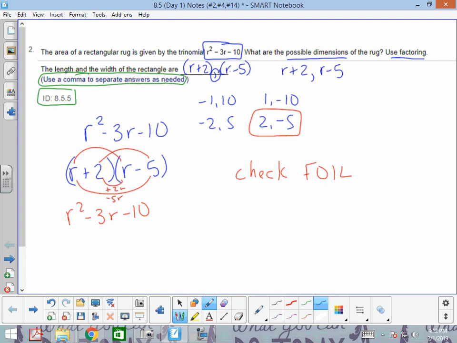You can also switch it around. The order does not matter. Just make sure that comma is there. Okay, so that's the big deal on this one. All right, so that's number 2.